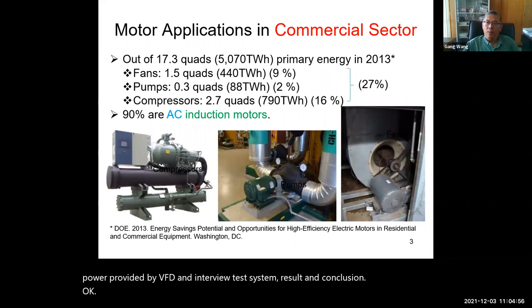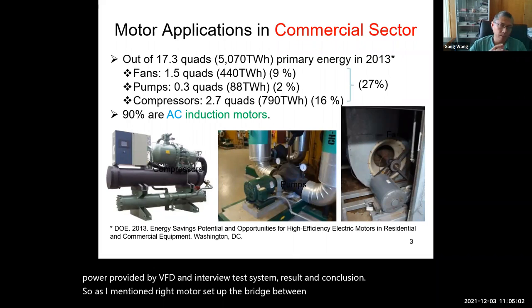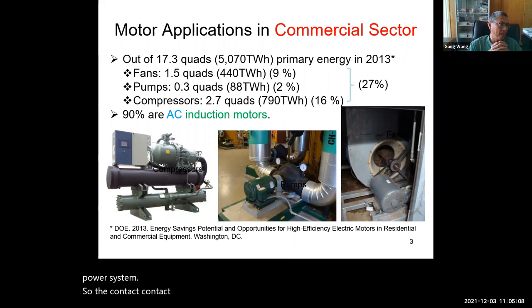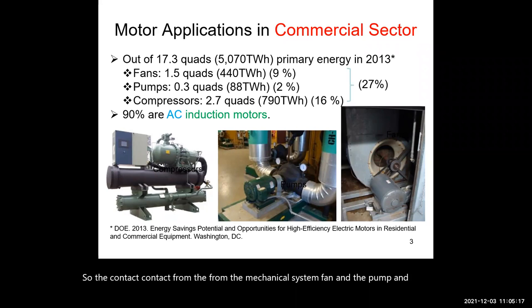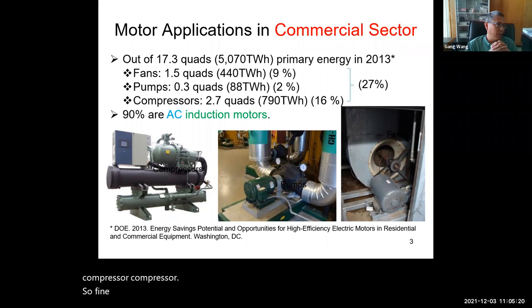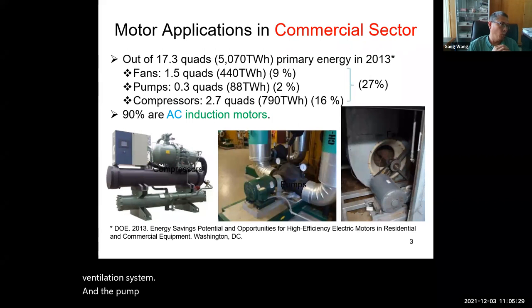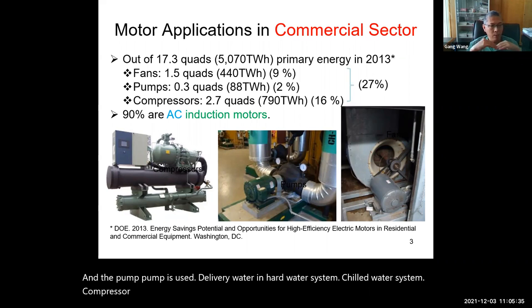Okay. As I mentioned, the motor sets up the bridge between the mechanical system and the power system. The mechanical equipment includes fans, pumps, and compressors. Fans are used to deliver air in the HVAC system, the cooling system, and the ventilation system. Pumps are used to deliver water in hot water and chilled water systems. Compressors are used to deliver refrigerant.